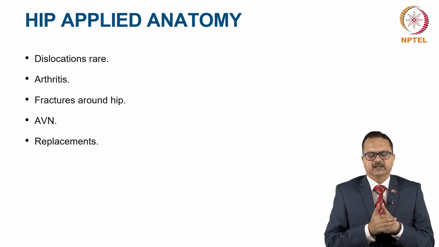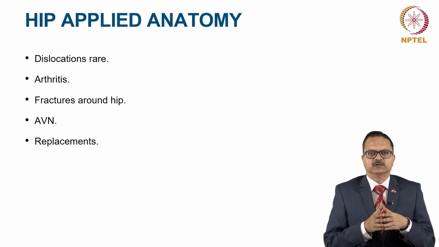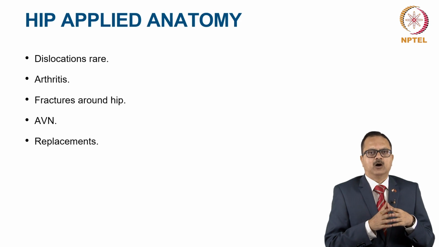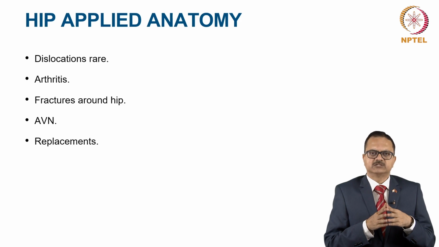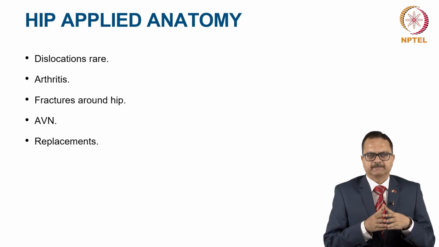If we talk about the applied anatomy of the hip, dislocations of the hip are rare. The only exception is something called a dashboard injury, which happens during automobile accidents, wherein there is posterior dislocation of the hip joint. Otherwise, the hip joint dislocates very rarely because it is inherently stable and inherently strong. However, arthritis of the hip joint is relatively common because of its role in weight bearing and its role during running and during gait.